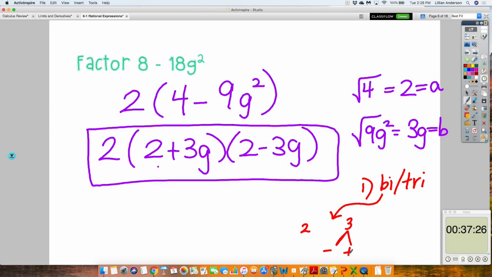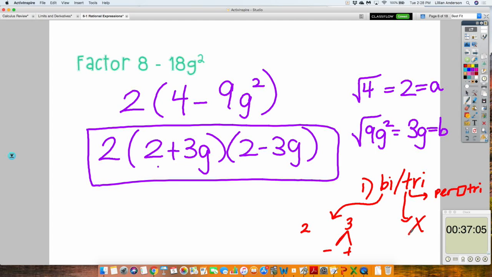If it's a trinomial, look at the first term and the last term. Are they perfect squares? Because if they are, then you want to use your perfect square trinomial formula. But if they're not, then you want to just go ahead and do the X. Okay? Questions?